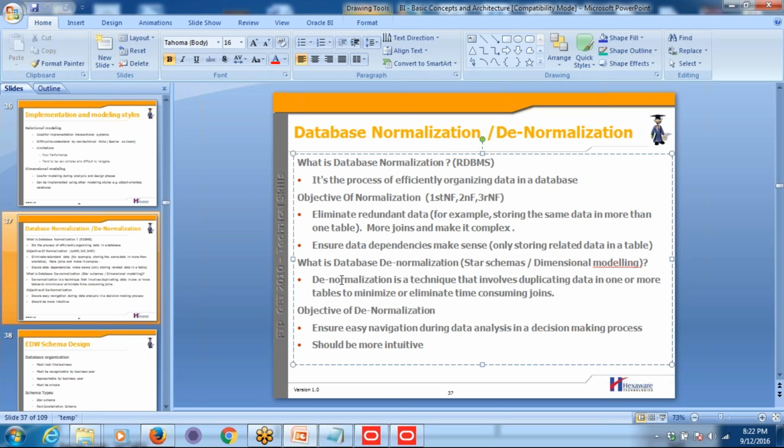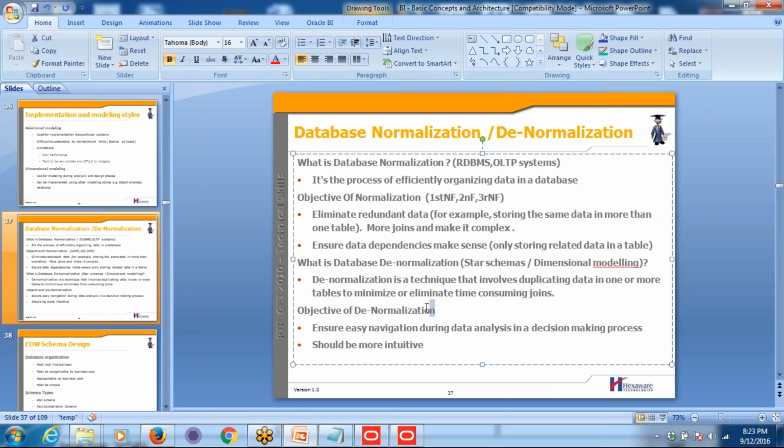So again, when we talk about denormalization, we are talking about involving duplication. We are introducing duplication and eliminating time-consuming joins. By doing these 2 things, you are actually improving the performance of the reports. So whenever we say denormalization, we should remember it is about star schemas and dimension modeling. Whenever we say normalization, it is about RDBMS or OLTP systems.